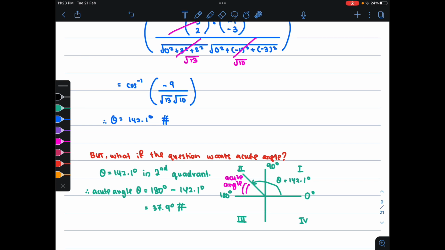So this means that you need to draw your quadrant first and then determine where your angle is in the quadrant. Is it in the first quadrant, the second, the third, or the fourth? So depending on the quadrant, you need to apply the corresponding equation in order to find the acute angle.